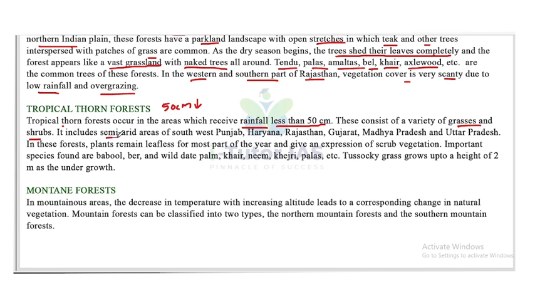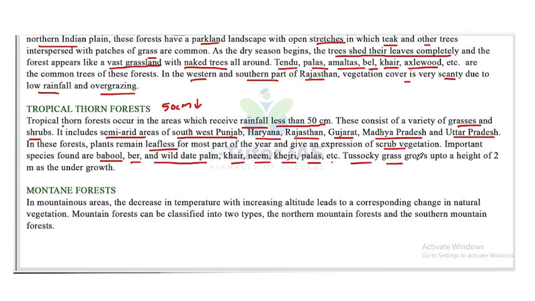It includes the semi-arid areas of southwest Punjab, Haryana, Rajasthan, Gujarat, Madhya Pradesh and Uttar Pradesh. In these forests, plants remain leafless for most part of the year and give an expression of scrub vegetation. Important species found are babul, ber and wild date palm, khair, neem, khejri, palas, etc.